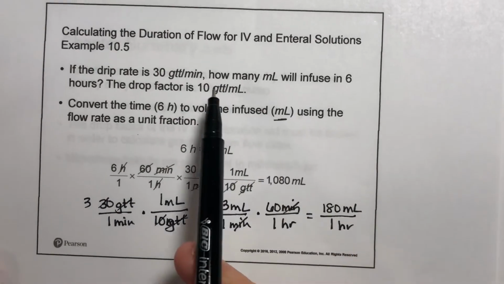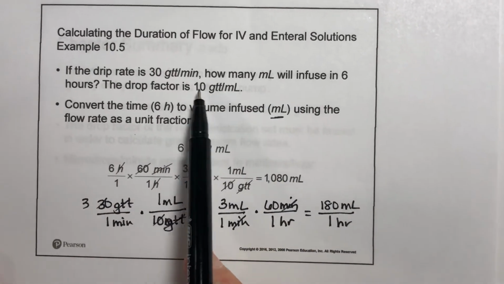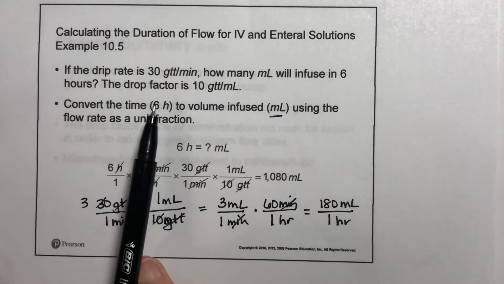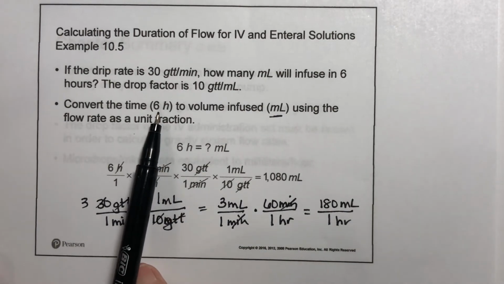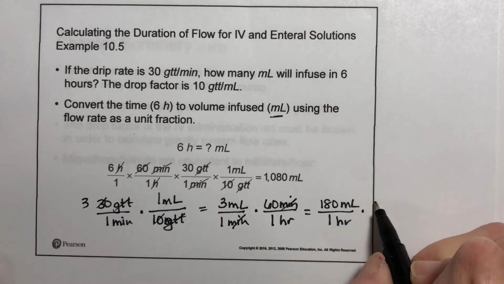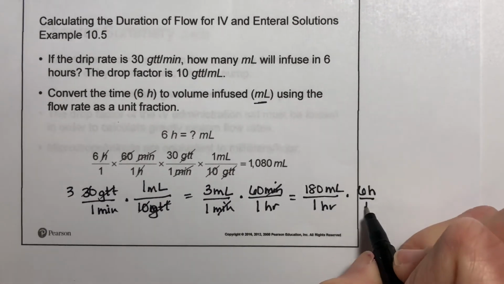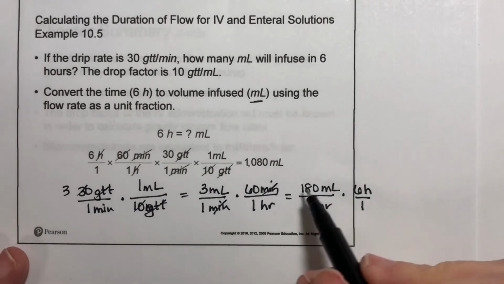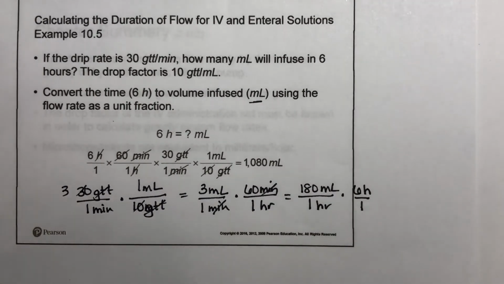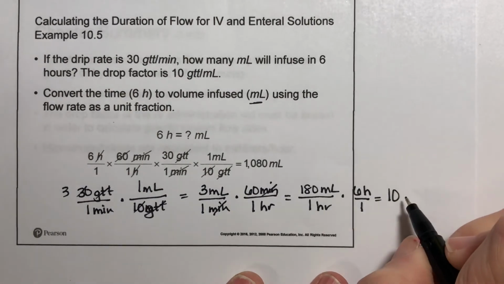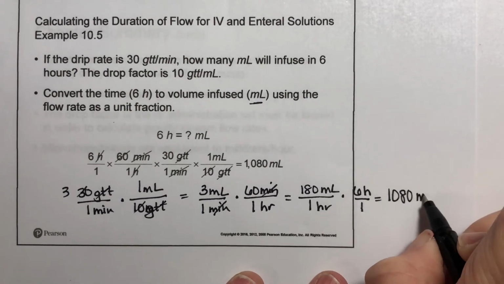And all I've done so far is I worked with this, really, and converted it to hours because that's where I was going. Now we want to find out how many in 6 hours. So I'm going to multiply this by 6 hours so that my hours will cancel out. Multiply here, 180 times 6 gives me 1,080 milliliters.